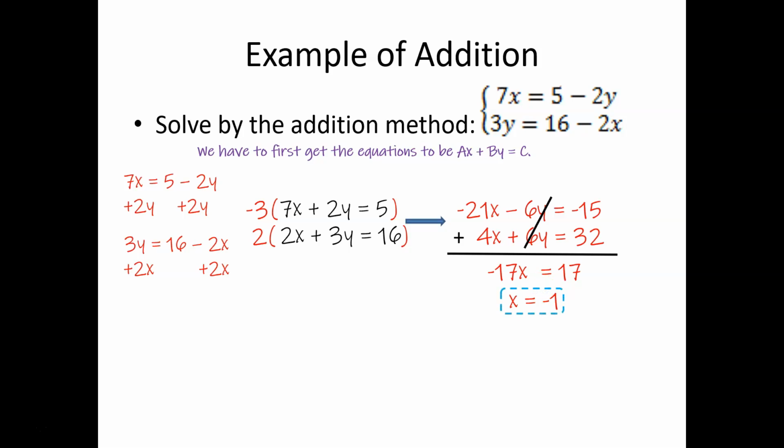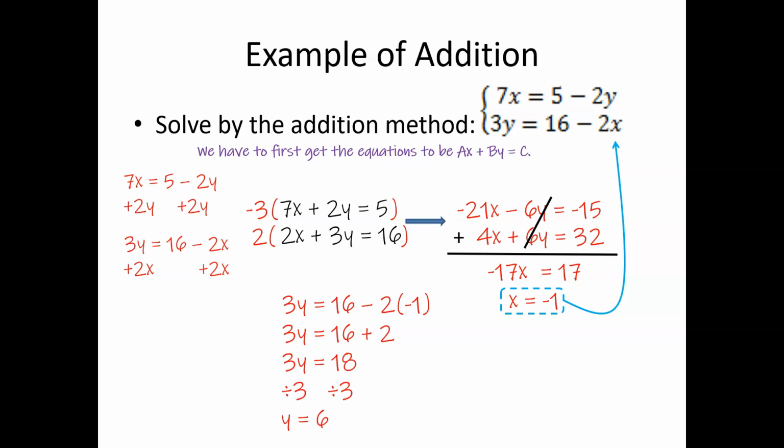We're halfway done. We're going to stick this x back in. I guess I picked the bottom one. So there we go. Once again, it's a multi-step equation, and we solve it, and we get 6. There's our y. So our final answer is the ordered pair (x, y), -1, 6.